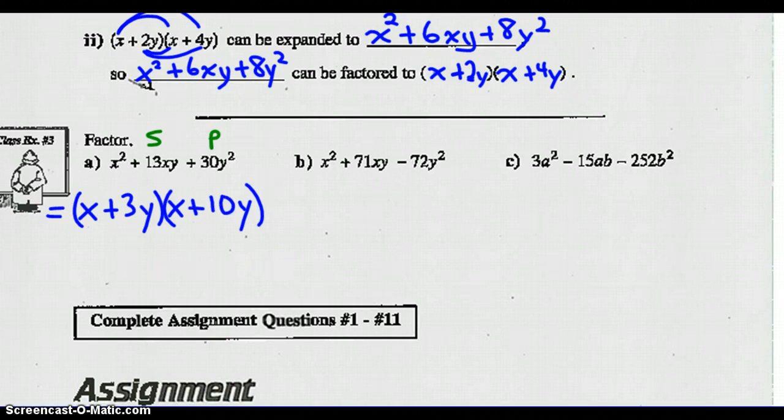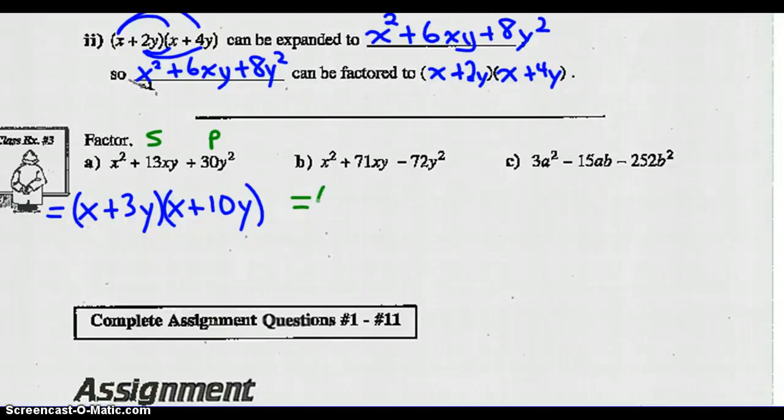How do you know if you got it right? Well, you expand out your binomials and make sure you end up with the trinomial you started with. So x times x is x squared, plus 10xy plus 3xy is 13xy, and 3y times 10y is 30y squared. So you can always check to see if you got it right by expanding.